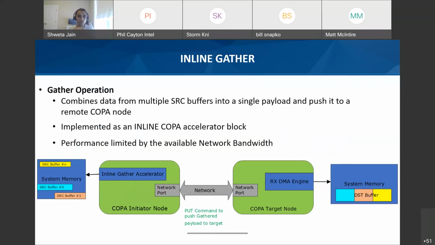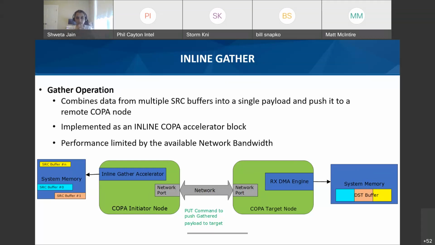Moving on to the meat of the talk, which is gather scatter. I'll be starting out with the description for gather and then moving on to scatter. Just a brief description for gather: no one here needs it, but let's just discuss it. What the gather operation does is it coalesces multiple source buffers into a single payload and writes it out to a destination location. That is what the gather operation is at a very high level.